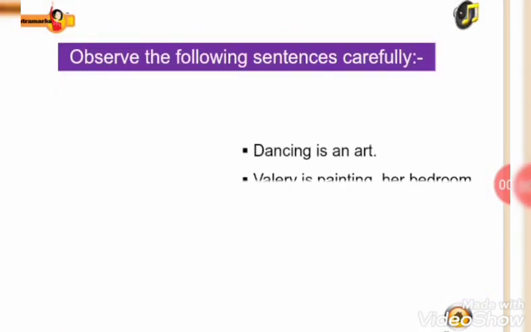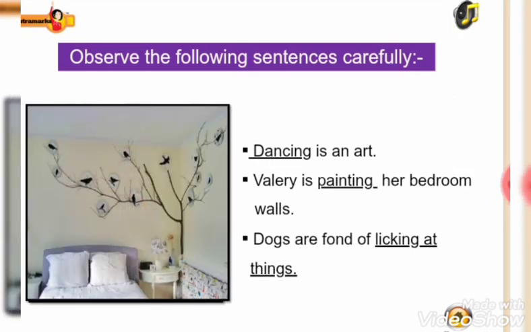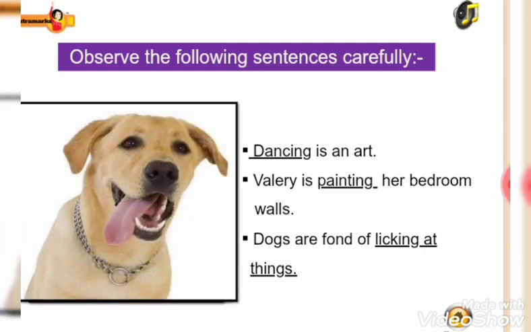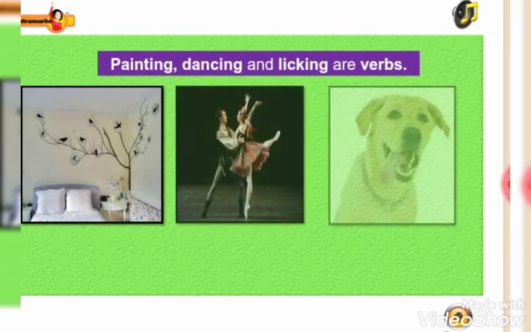Observe the following sentences carefully. Dancing is an art. Valerie is painting her bedroom walls. Dogs are fond of licking at things. Painting, dancing, and licking are verbs.